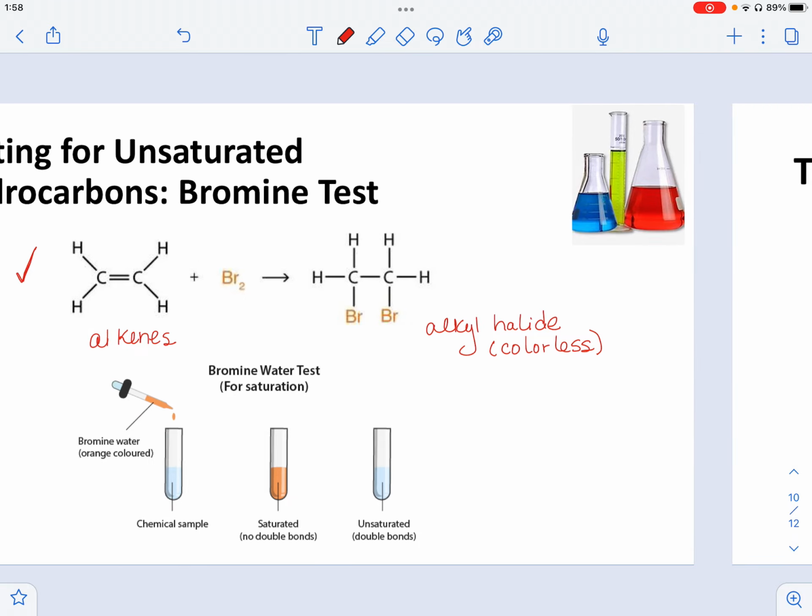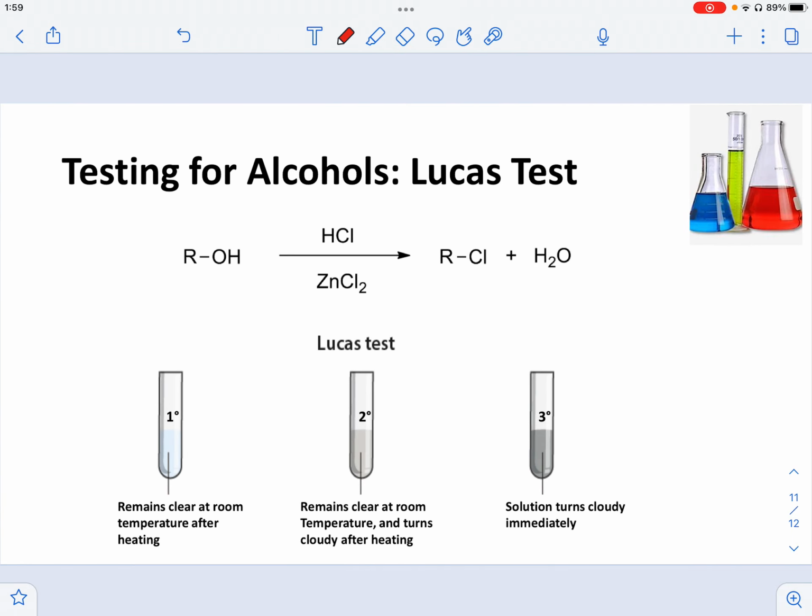The next test that you are exploring in this lab is the Lucas test. And in the Lucas test, you will be testing for the different types of alcohols that I mentioned in the beginning of this video. In the Lucas test, if you take an alcohol and you react it with hydrochloric acid and zinc chloride, you're going to be making an alkyl halide.